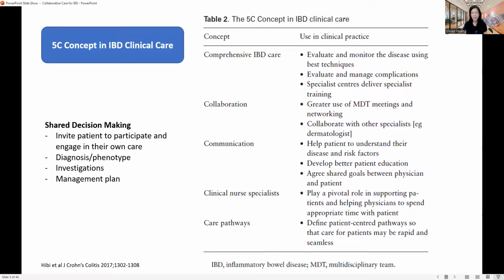And then the care pathways is the final C: to develop patient-centered pathways and action plans, rapid access, and seamless transition. Ultimately, I would say that all of this is meant to have shared decision-making with the patients. So again, the patient is always in the center, and it's always to help them with their care. They need to understand what's going on with their disease, why all these different team members are involved, what roles people play, and why we're ordering tests or certain management.